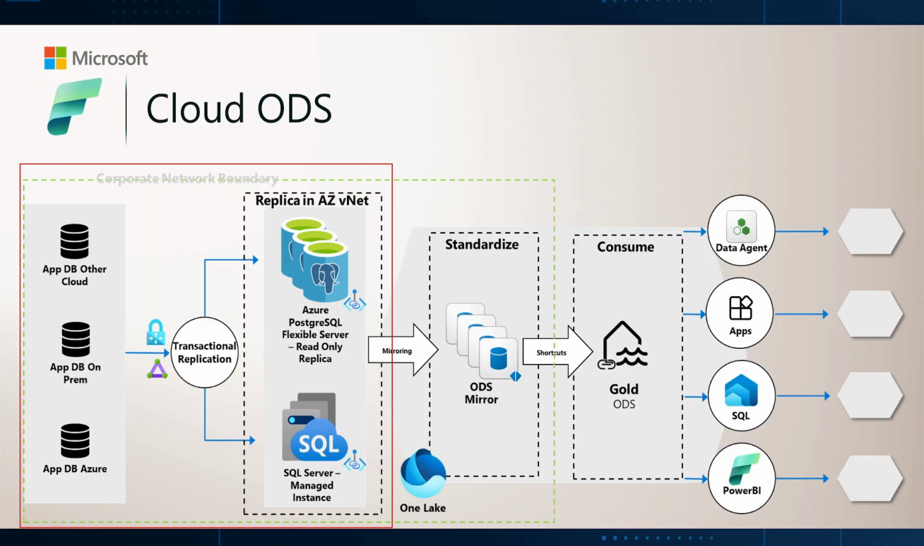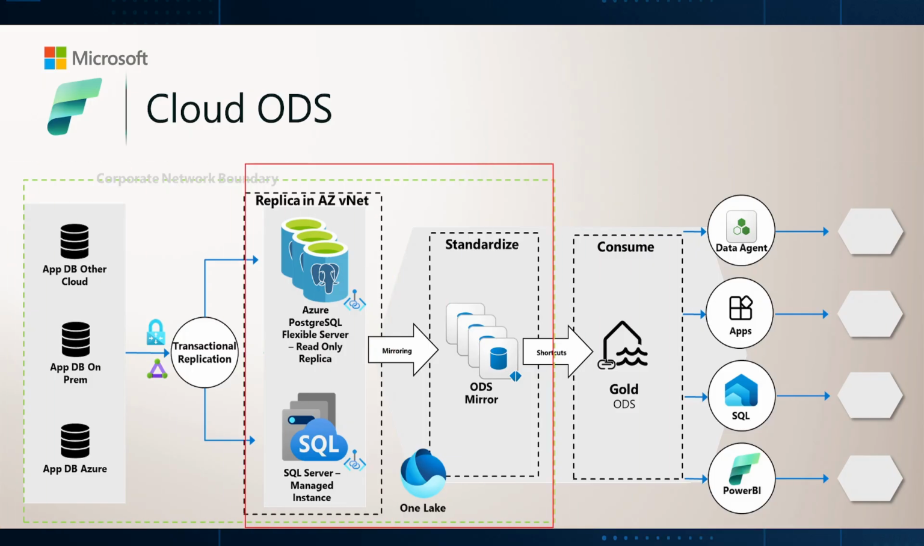The first boundary is our secure on-premise and multi-cloud application database replication, where we provide transactional replication into Azure over secure supported corporate network boundaries. We support both SQL Server and PostgreSQL. And this layer also obeys the golden rule of no ETL against production databases.